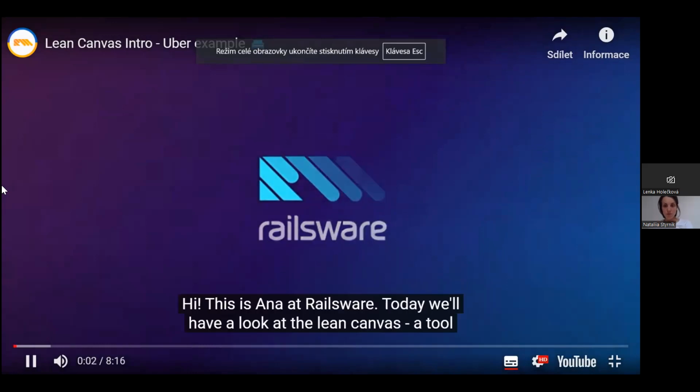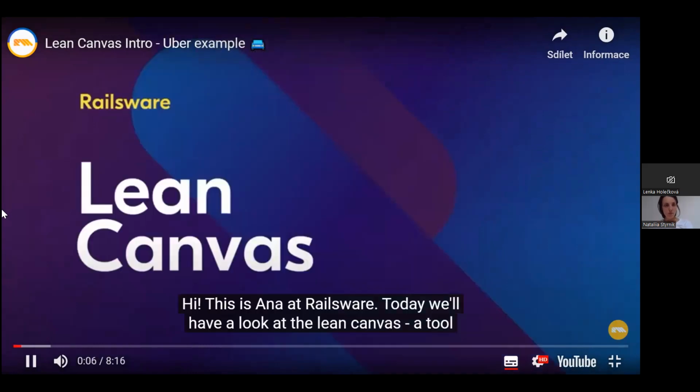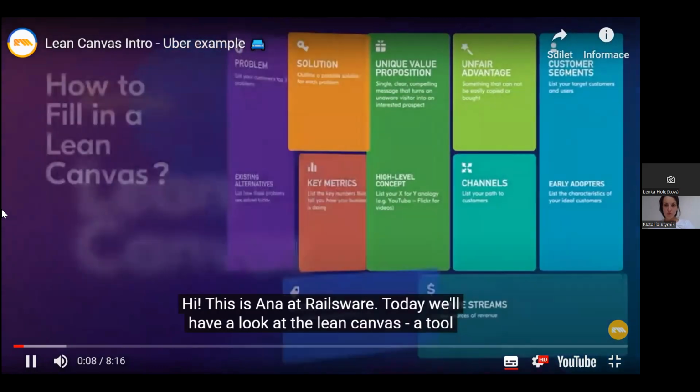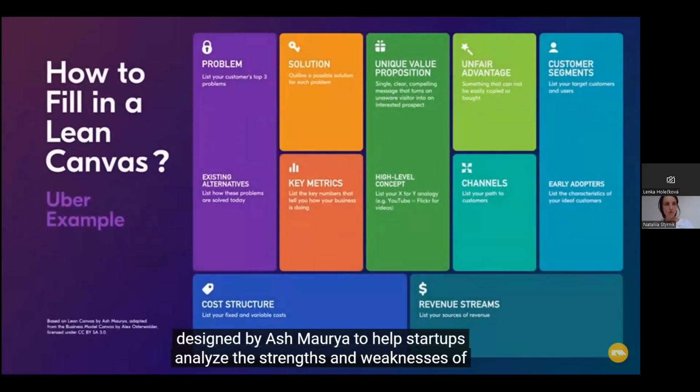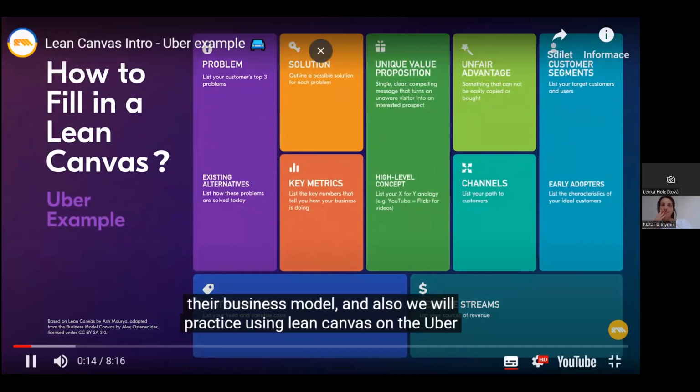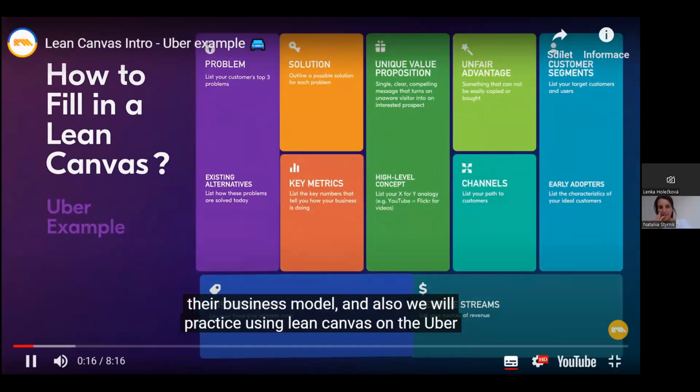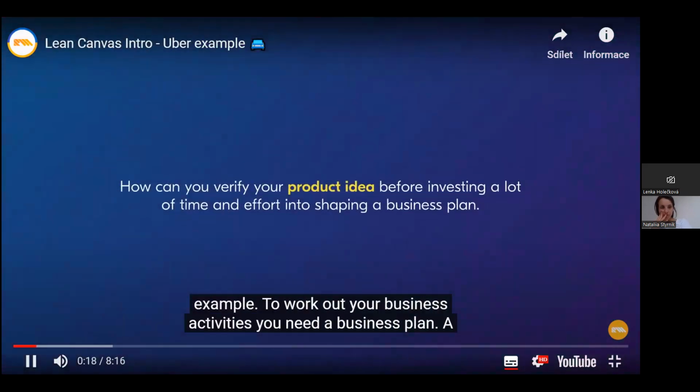Hi, this is Anna at Railsware. Today we will have a look at the Lean Canvas, a tool designed by Ash Maurya to help startups analyze the strengths and weaknesses of their business model. And also we will practice using Lean Canvas on the Uber example.